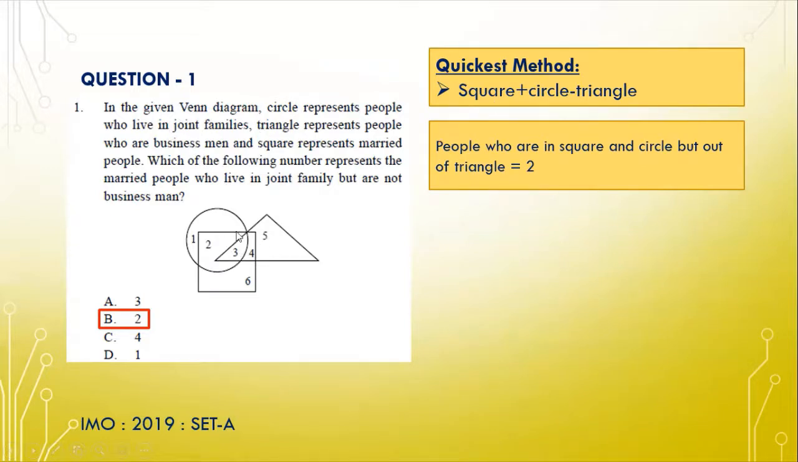So square plus circle is the people who are married and who live in joint family, but they should not be businessmen. So businessman is triangle. So number of people in square and circle, but out of triangle, which is two, isn't it? There are two people in square and circle, but out of the triangle.